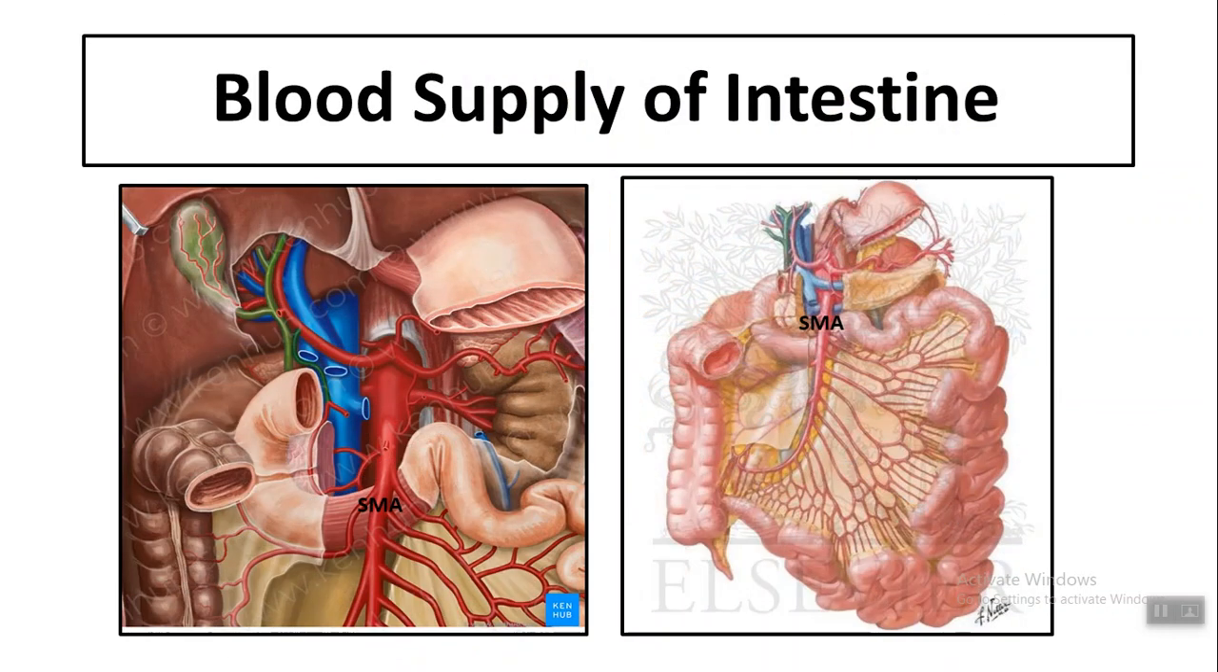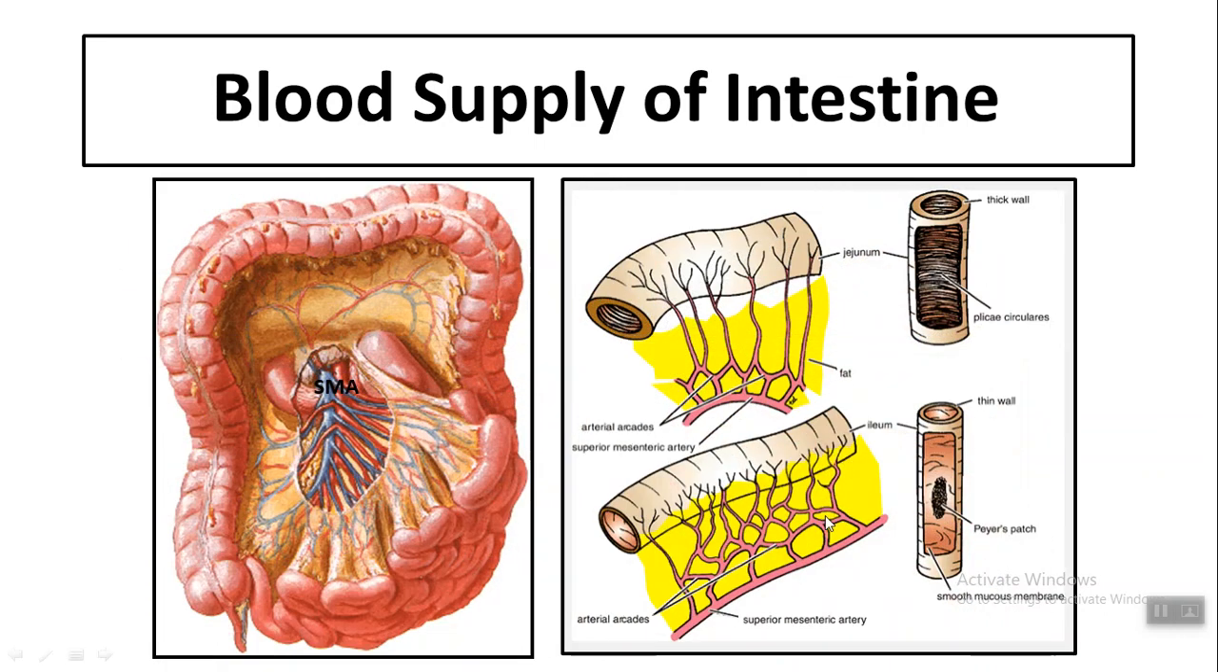The blood supply of the jejunum and ileum is derived from the superior mesenteric artery. From the left side of the superior mesenteric artery, there are jejunal and ileal branches, and we can see the differences in the arrangement of the arterial arcades between the jejunum and ileum. This is the superior mesenteric artery. From its left side, we can see these are the jejunal and ileal branches.